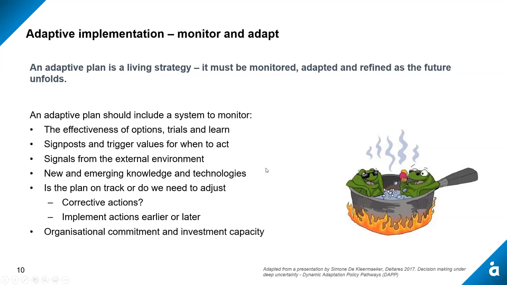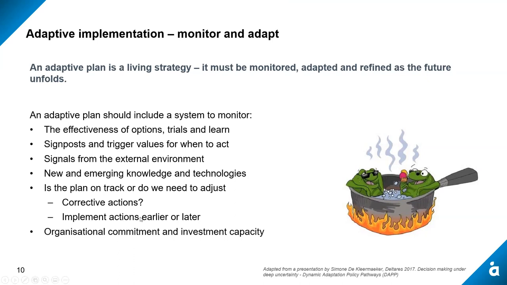So an adaptive plan should include a system to monitor the effectiveness of the options and to trial and learn things so that we can unlock future options. We should be monitoring our signposts, the things that are telling us whether something is happening or a trigger is approaching where we need to act. We should be exploring new and emerging technology and gaining new knowledge that will help us deliver solutions that create greater value. We should be monitoring whether our plan is on track.